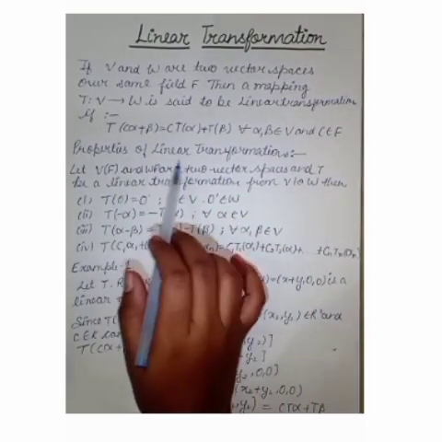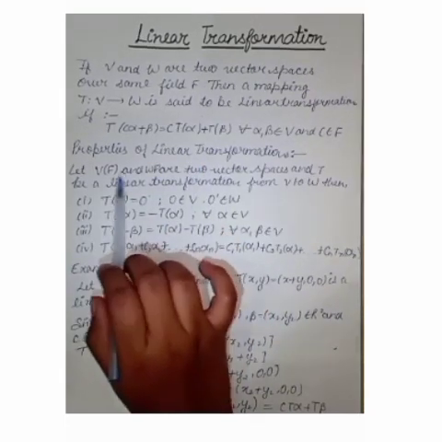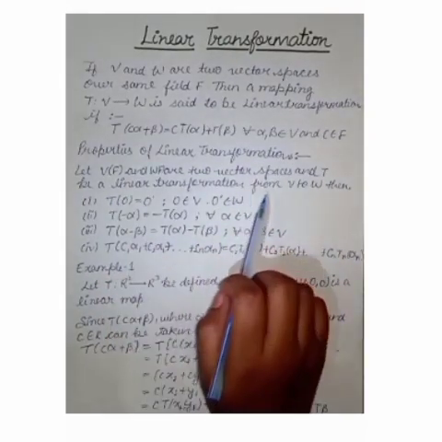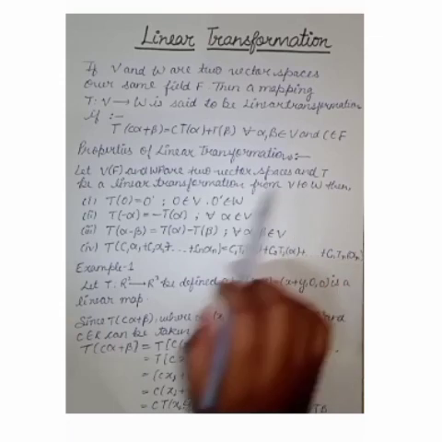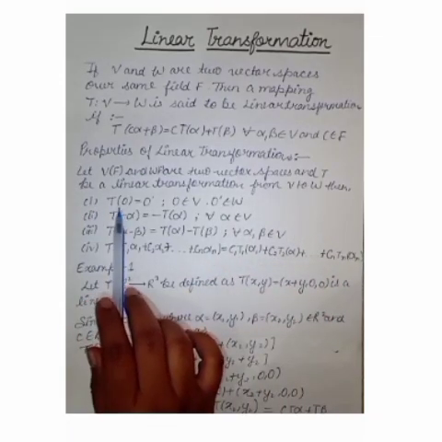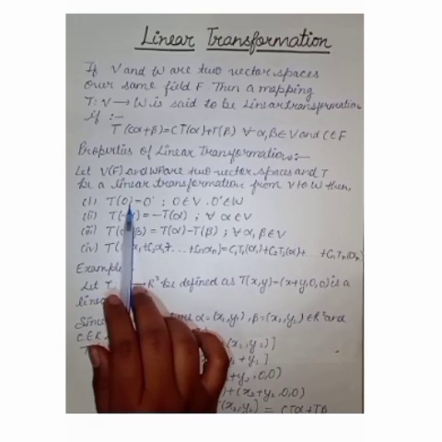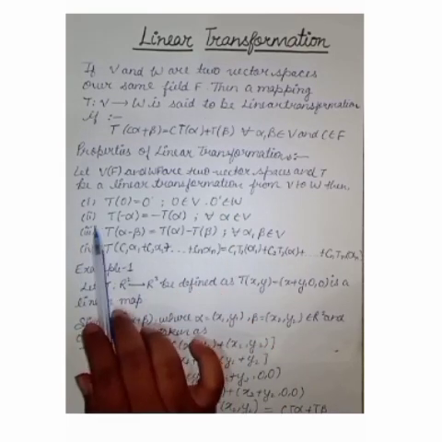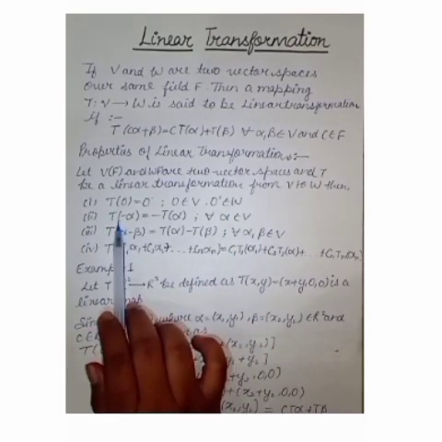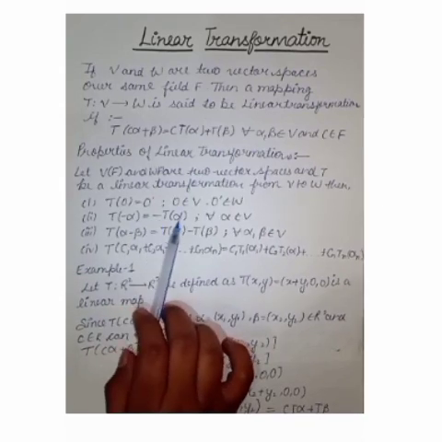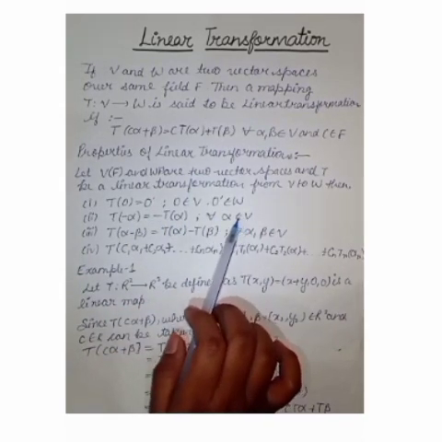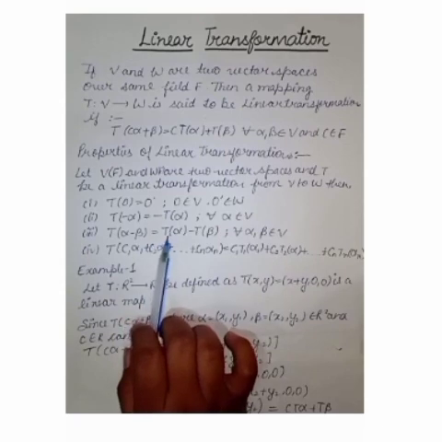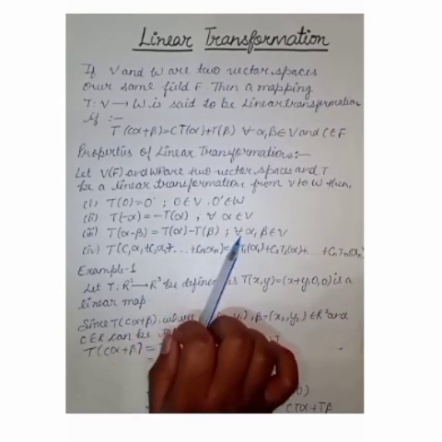Now let's see some properties of linear transformation. Let V(F) and W(F) be two vector spaces and T be a linear transformation from V to W. Then the first property is when T operates on 0, it will give 0 dash, where 0 belongs to V and 0 dash belongs to W. Second property is when T operates on minus alpha, it will give minus T(alpha) for all alpha belonging to V. Third property is T(alpha minus beta) will give T(alpha) minus T(beta), where alpha and beta belong to V.